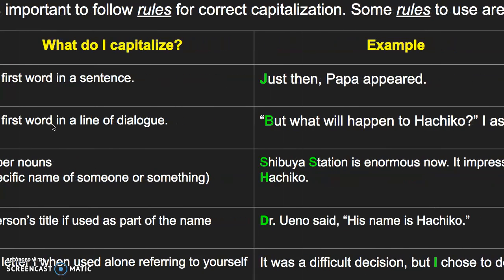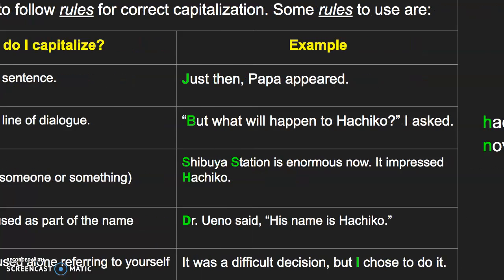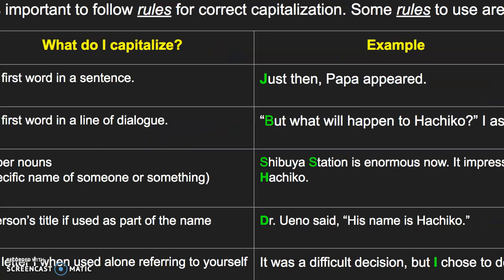First, let's go over a couple rules for capitalization. It looks like a lot, but it's really not. You guys will get this. You know most of them already. The first rule is the first word in a sentence. The first letter of the first word always gets capitalized. You can see I highlighted the J because that should be capitalized. It's the first letter of the first word of a sentence.